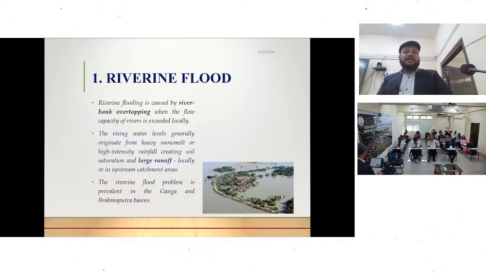The rising water level generally originates from heavy snow melt or high intensity rainfall, creating soil saturation. Nowadays, due to climate change, a lot of issues have been happening. Earlier, rainfall was varying temporally and spatially. Earlier rainfall was distributed over the whole monsoon season, but nowadays there is a spell of 5 days of very heavy rainfall.